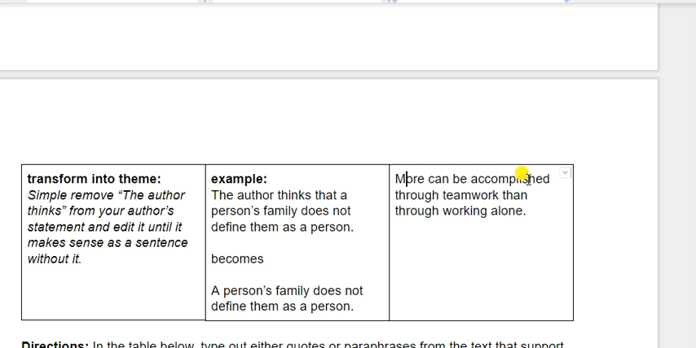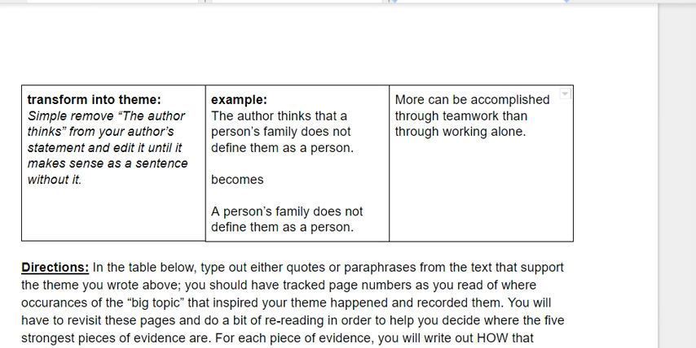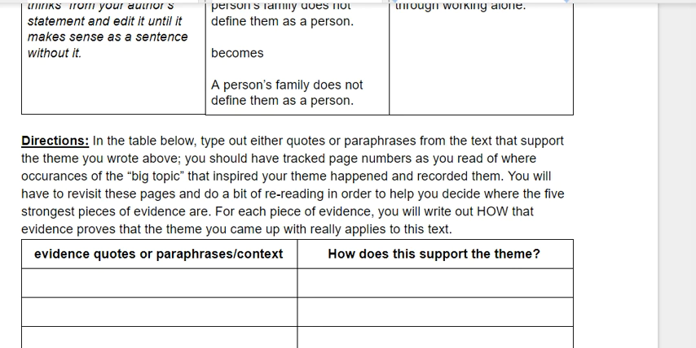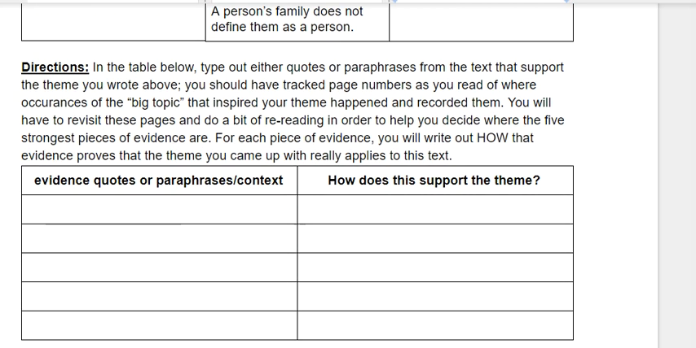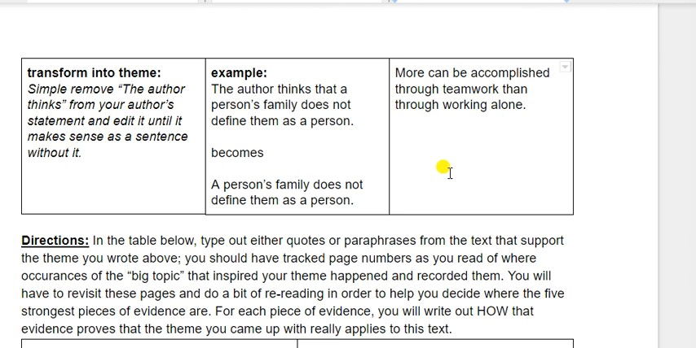So the life lesson that I think is being communicated here is that more can be accomplished through teamwork than through working alone. So this is my theme that I'm going to run with, okay, as I'm preparing for my academic discussion. Now, what I need to do next is to gather evidence and discuss how that evidence proves this statement here. And the next video is going to show you that. So stay tuned.